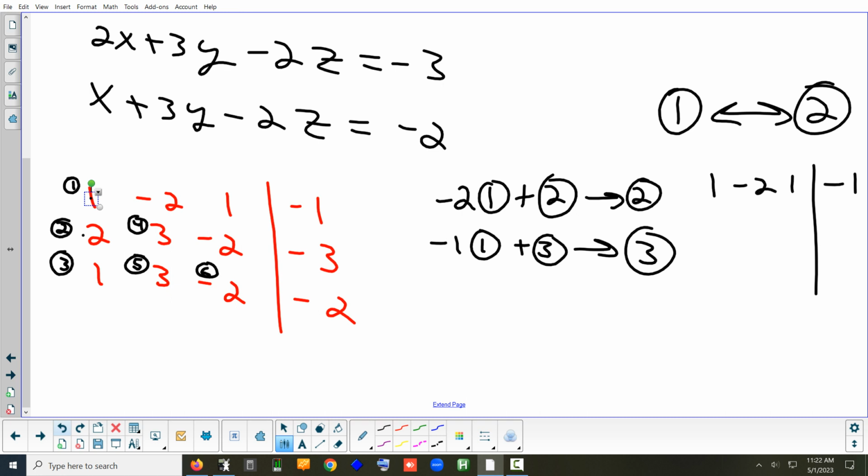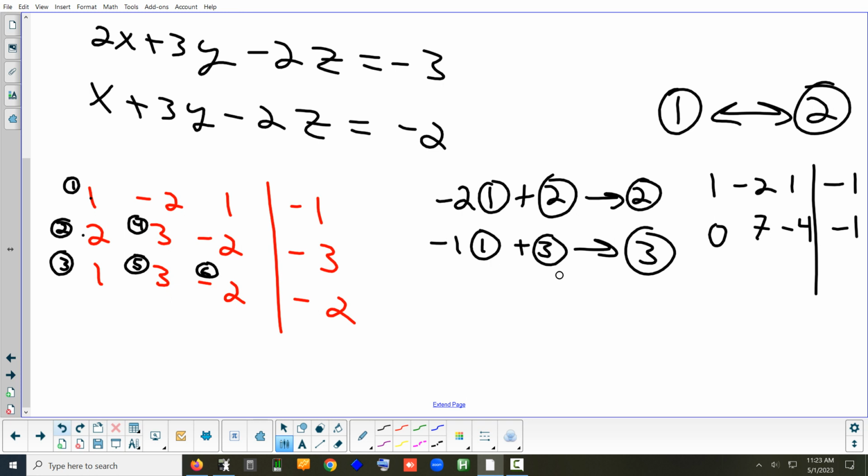All right, so -2 times the first row. What's 1 times -2? Plus 2. 0. Do it again. What's -2 times -2? 4. Plus 3. 7. 1 times -2? Plus -2. Negative 4. And -1 times -2? 2. 2 minus 3. Negative 1. Okay, so there's your second row. So we're adding down. Okay. Now let's do the third row.